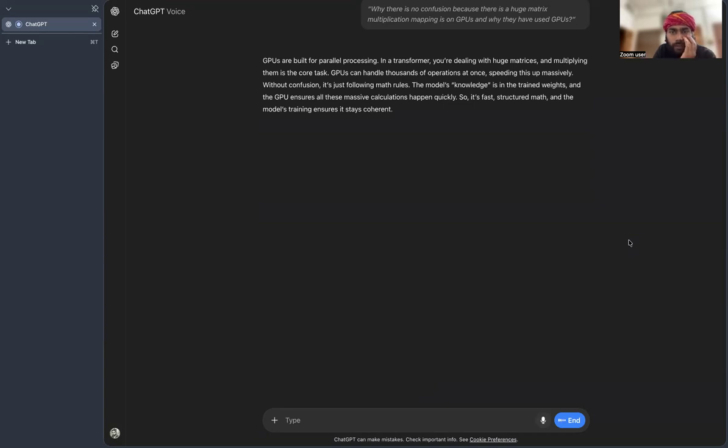So what you are suggesting is that GPUs can handle thousands of operations at once, but doesn't that matrix get lost?